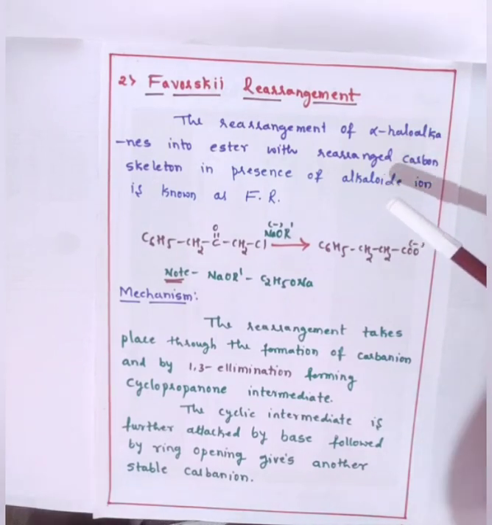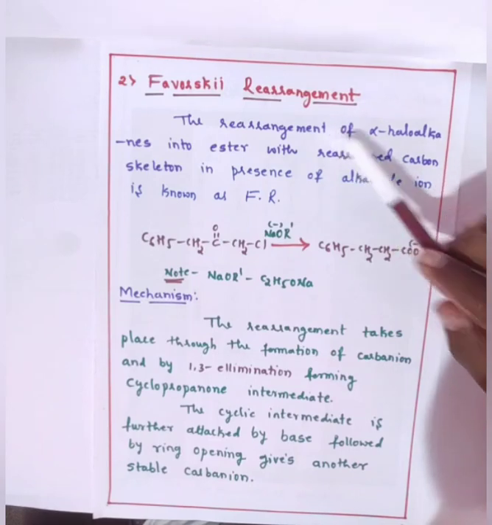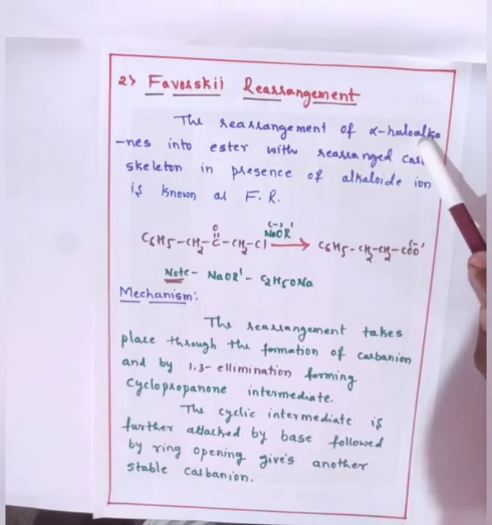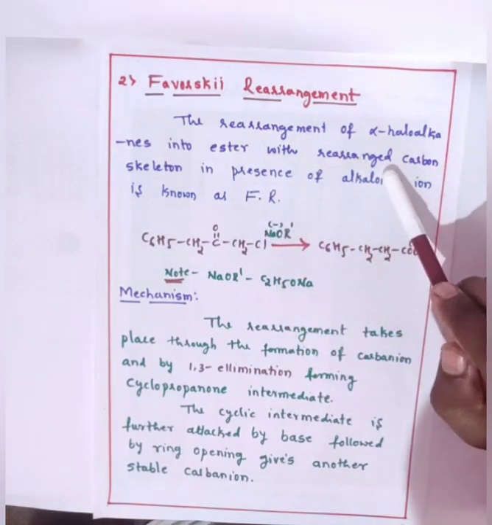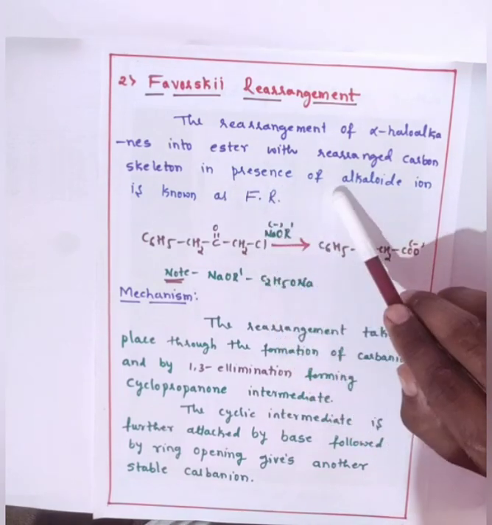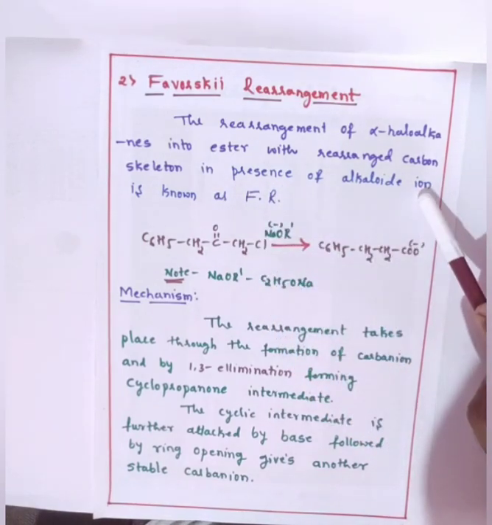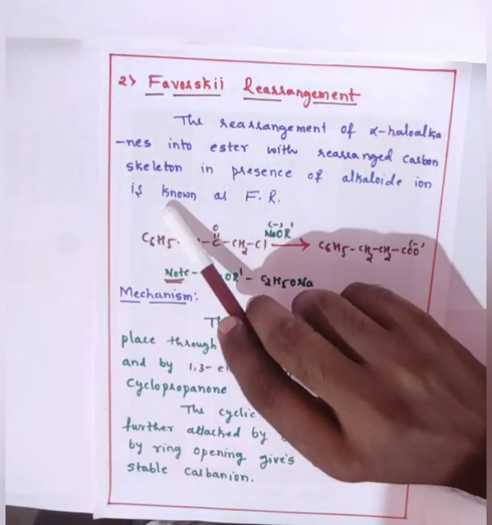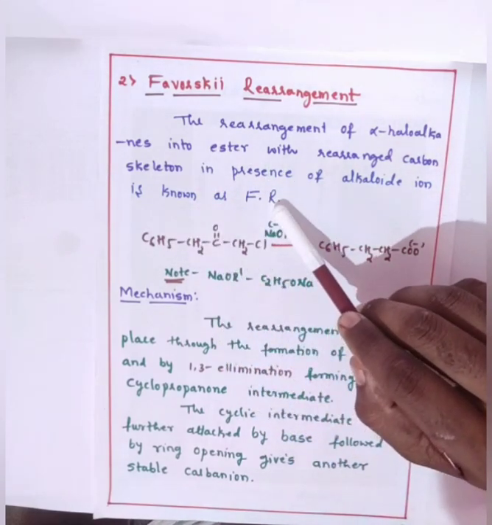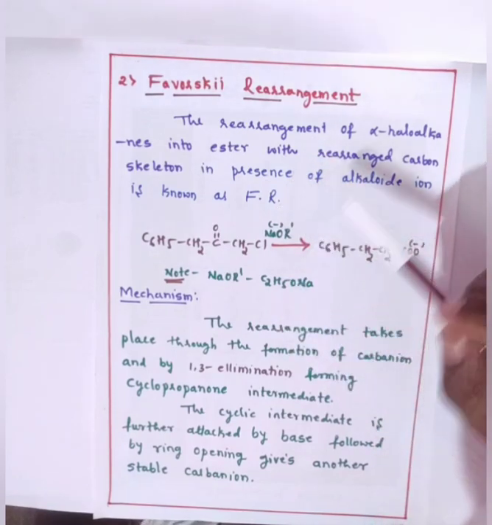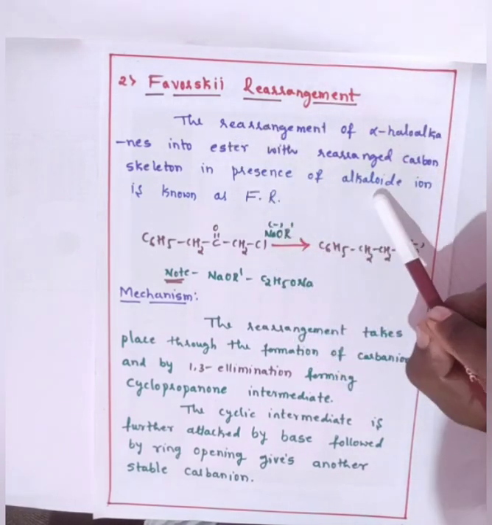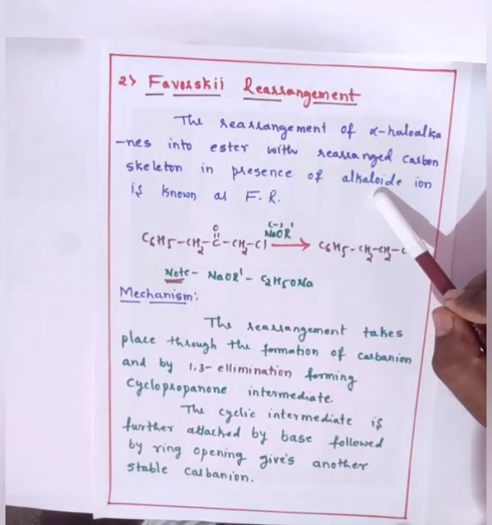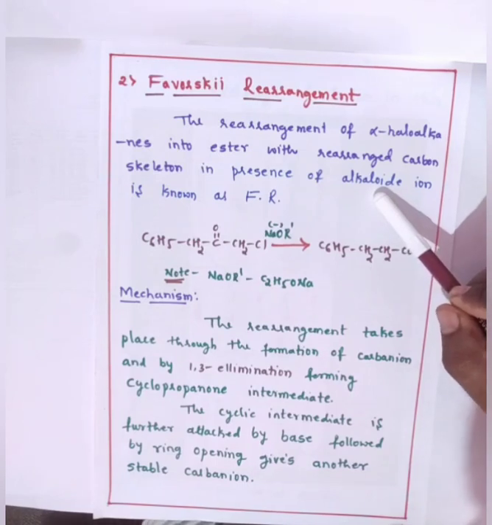The Favorskii rearrangement reaction is nothing but the rearrangement of alpha halo ketones into esters, with rearrangement of the carbon skeleton, in the presence of an alkoxide ion. This alkoxide ion may be a sodium alkoxide ion.